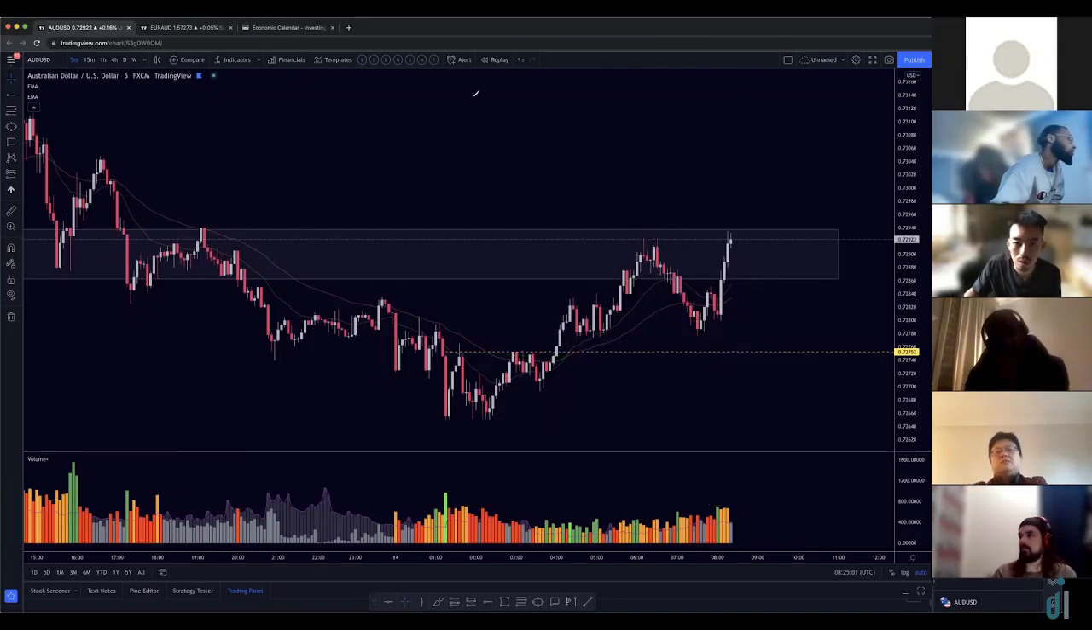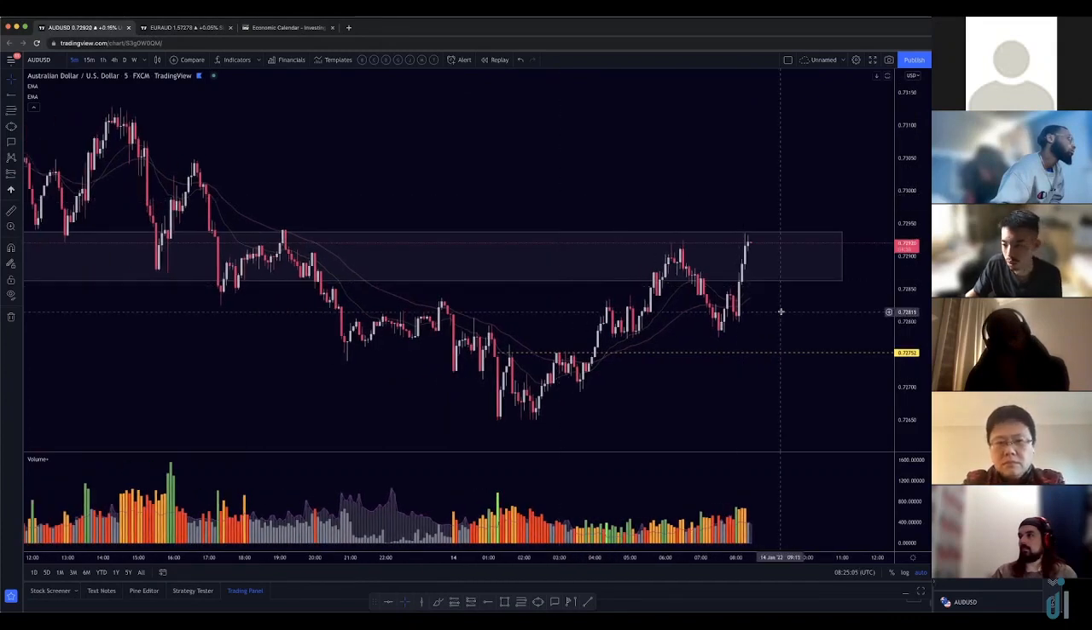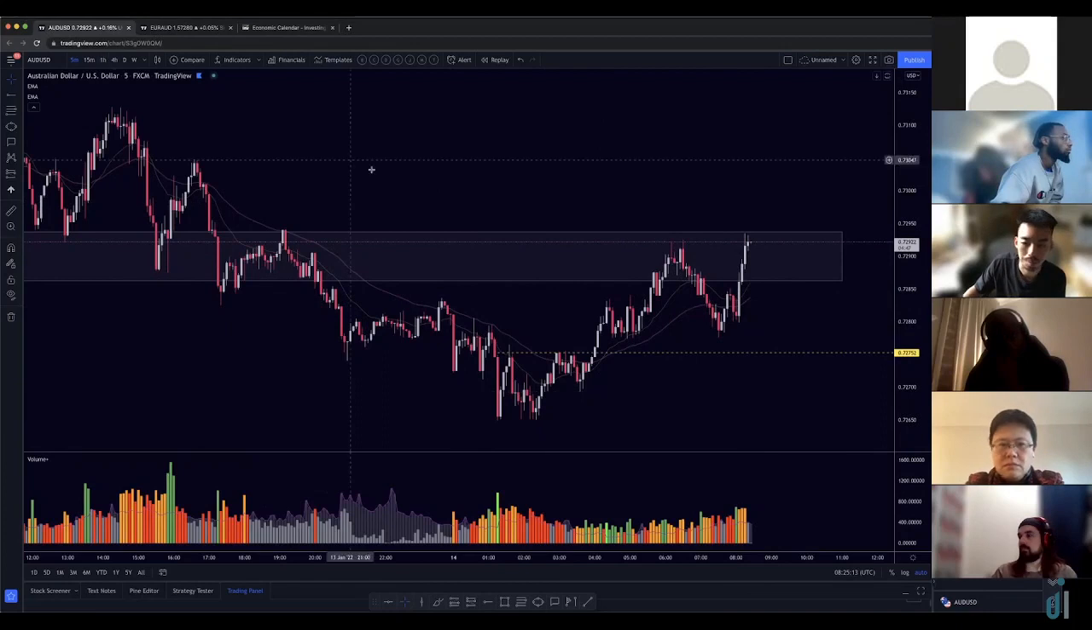So it's a really good example because on good trades, there's probably nothing for me to add. But on days where it's a little bit trickier, there's more to learn.